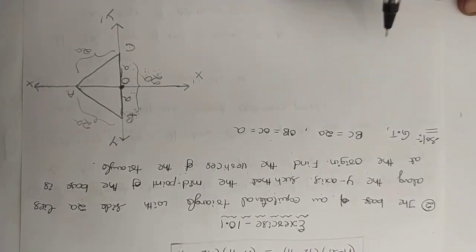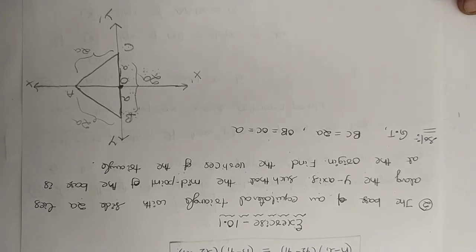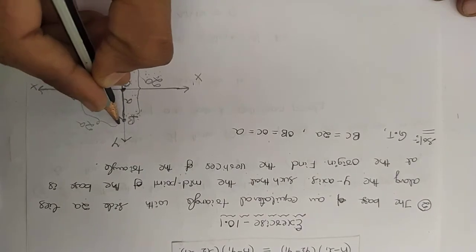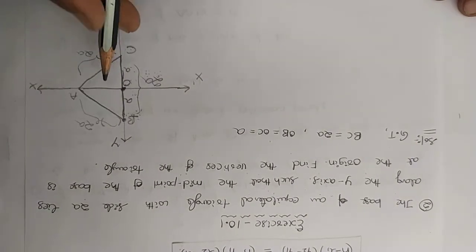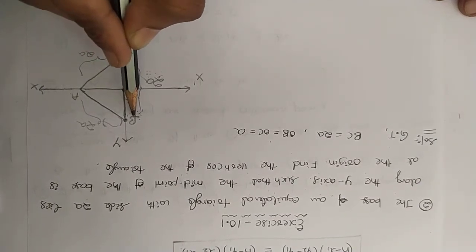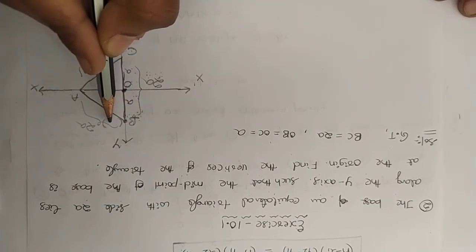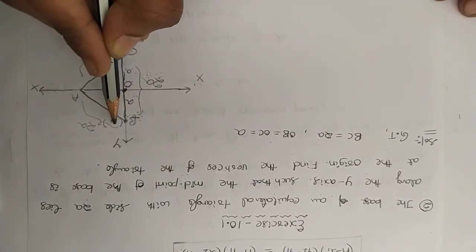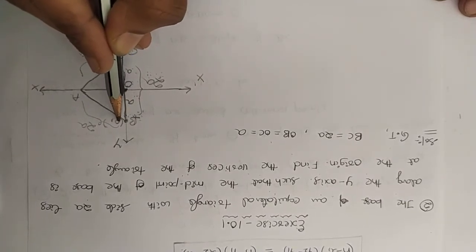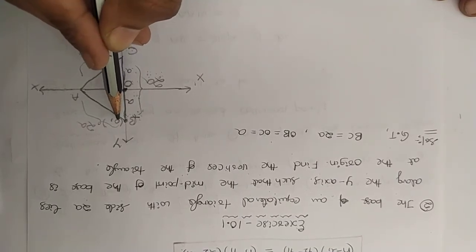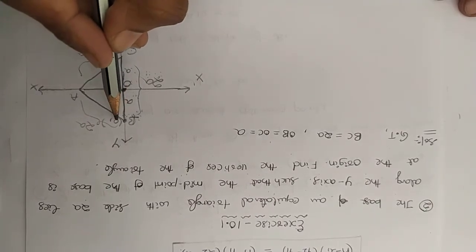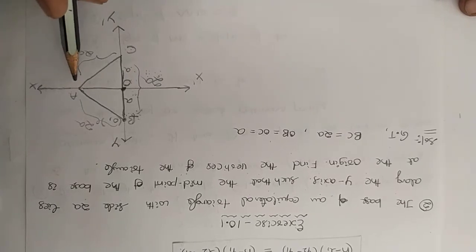Now what about the vertices of B and C? See, this point B lies on the y-axis. We know that on the y-axis the x coordinate is 0, right? On the y-axis, x coordinate is 0. These things I already told you at the start itself. On the y-axis, x coordinate is 0. On the x-axis, y coordinate is 0.